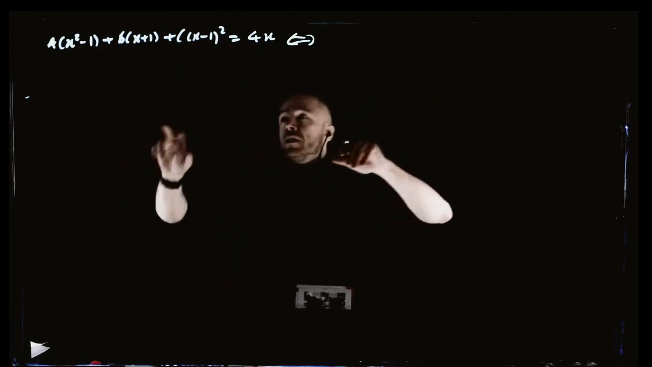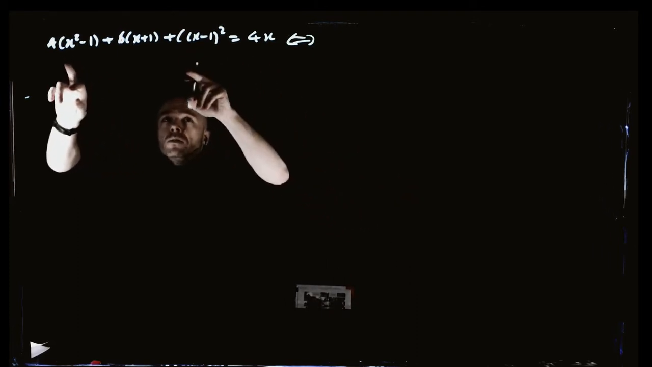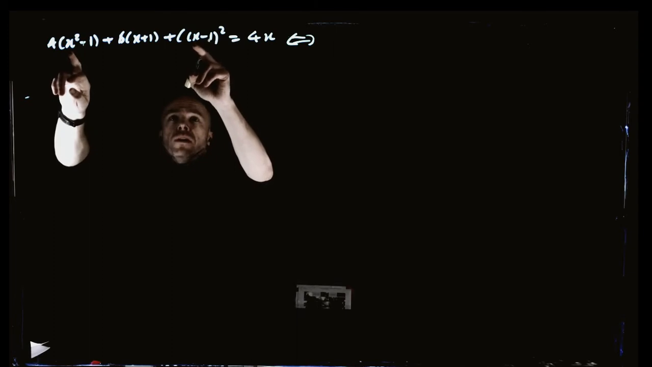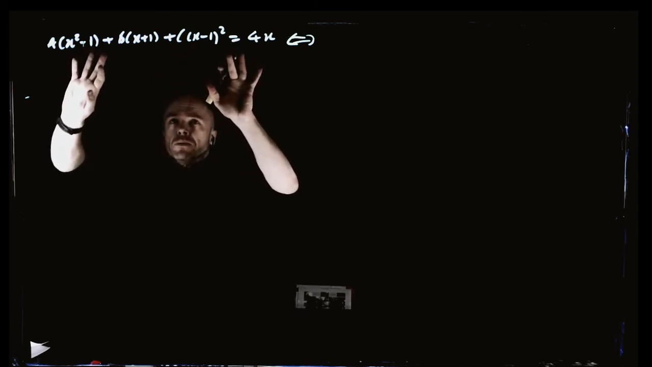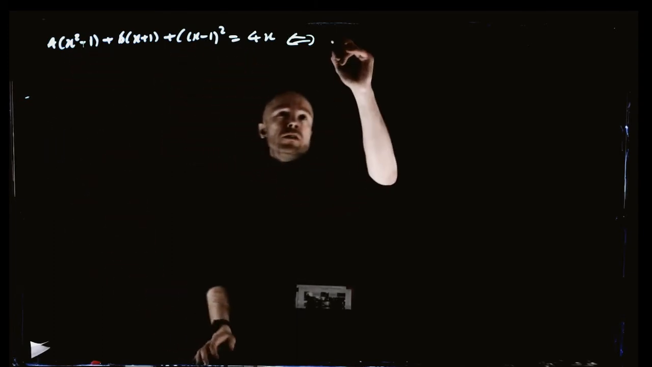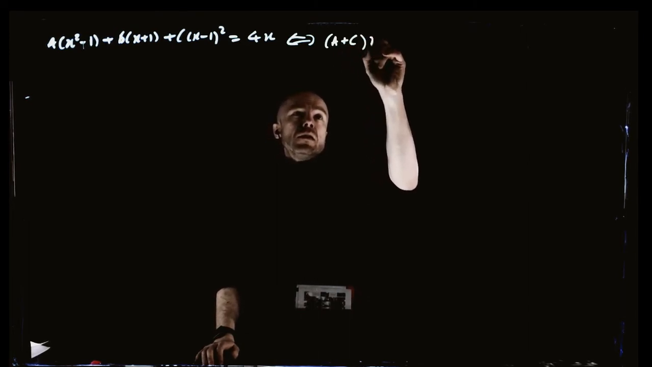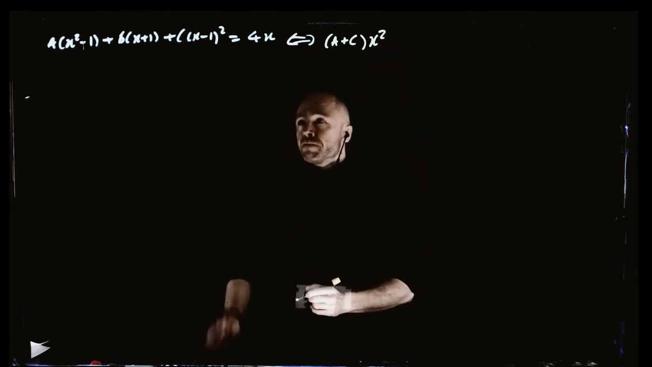So on the left-hand side, we're going to extract all the x squared terms. We'll have one from the A, and we'll have one from the C, and those are the only ones we will see. So we're going to have (A plus C) x squared.